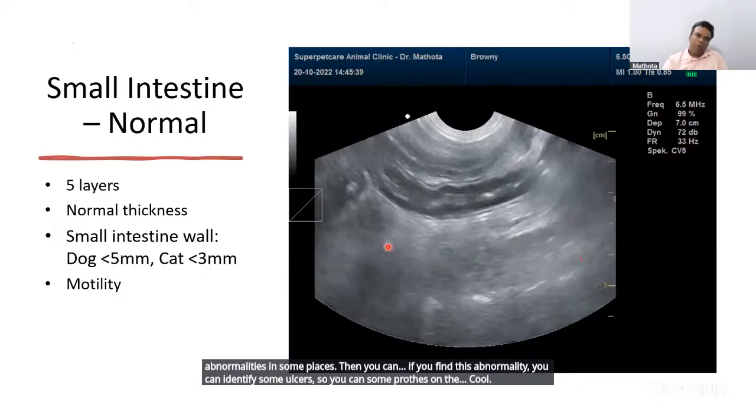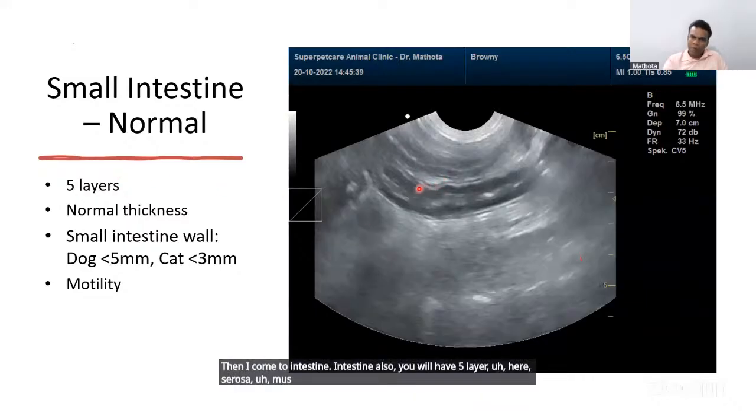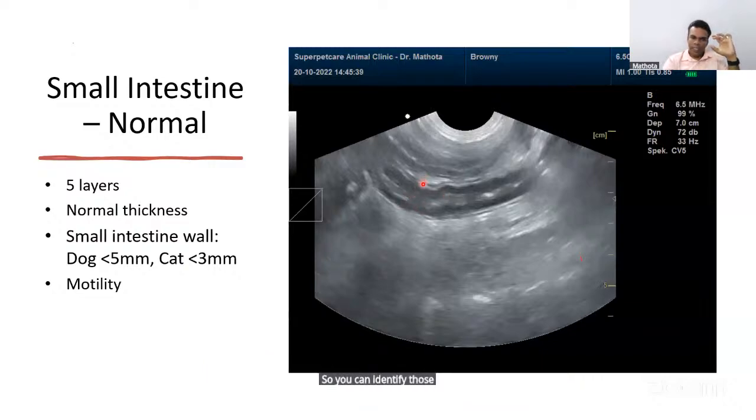Then we come to intestine. Intestine also you will have 5 layers. Here serosa, muscularis, submucosa, mucosa, then a luminal layer inside the lumen. The content is there. So you can identify those 5 layers.